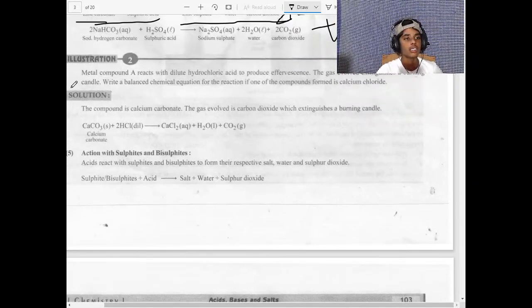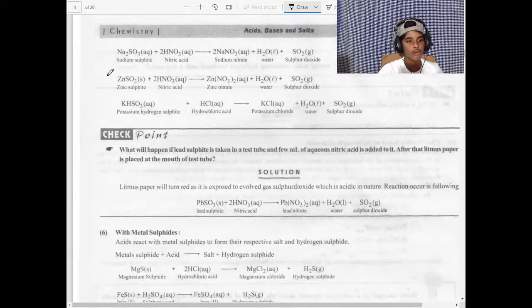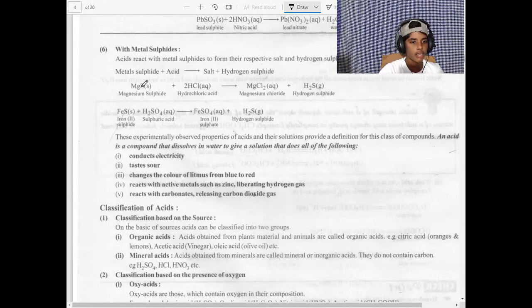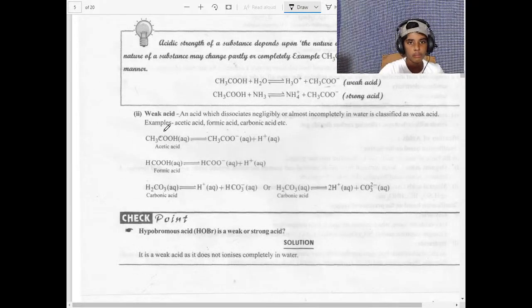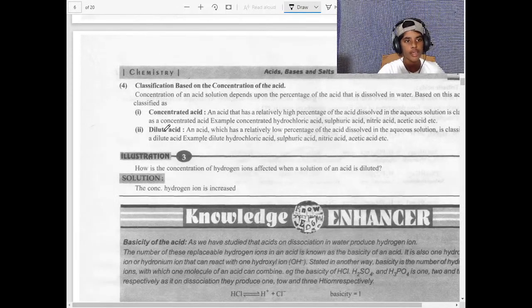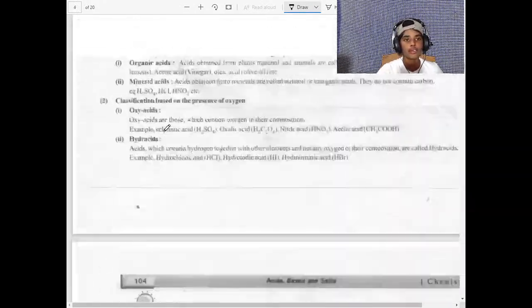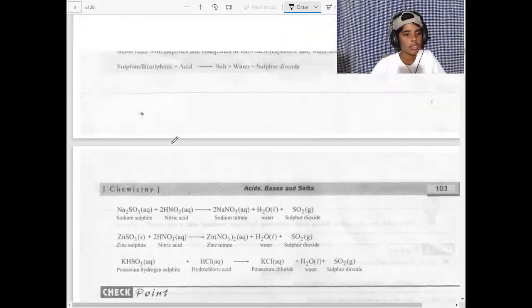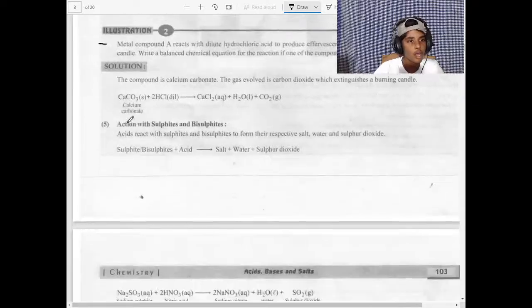Next, we discuss reactions with metal sulfites. Today I will discuss acids, and tomorrow I will discuss bases. Okay, and here some more problems are there.